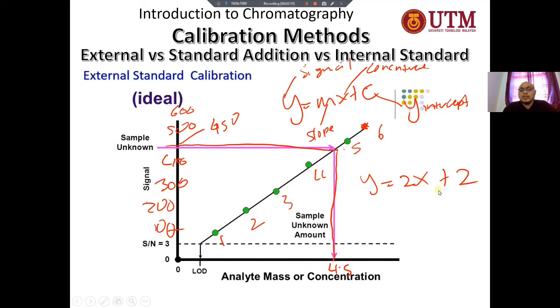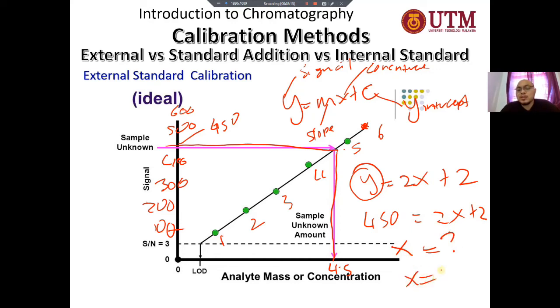So if you get the signal of the unknown, you just need to put it inside the y. For example, 450 equal to 2x plus 2. Then you need to use the calculation to find x. For example, x equal to 450 minus 2 over 2, and you will get the concentration of x. That is an example.